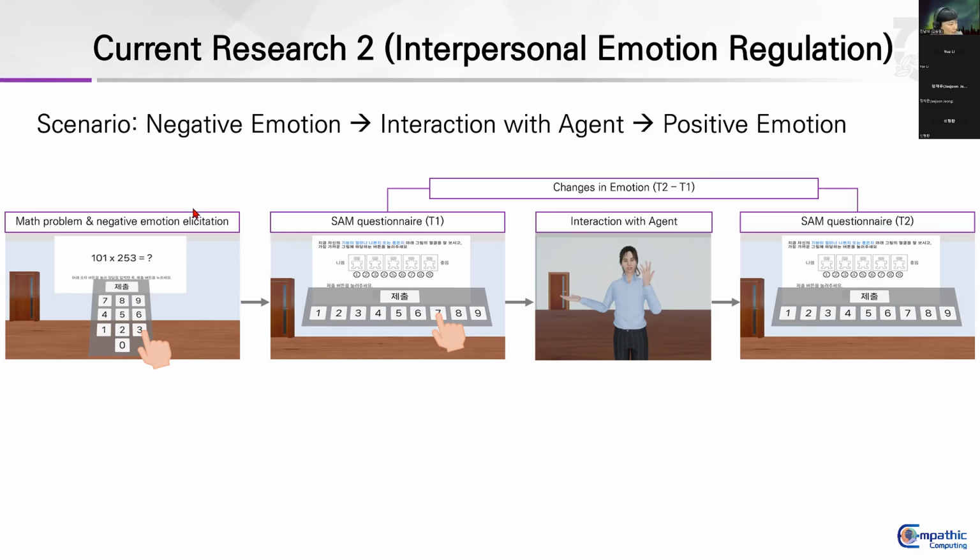Actually, before starting the real experiment, we made participants feel negative, to have negative emotion, with a difficult math problem. And then with the interpersonal emotion regulation, we make them feel more positive. Then we see how they solve the issue.